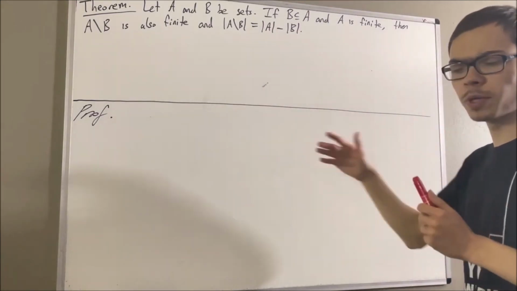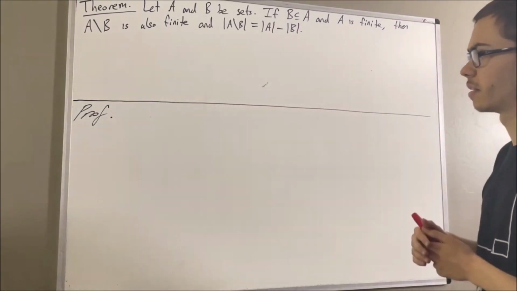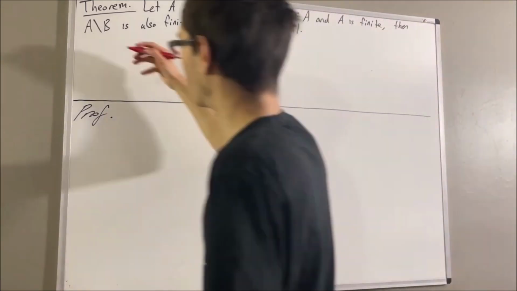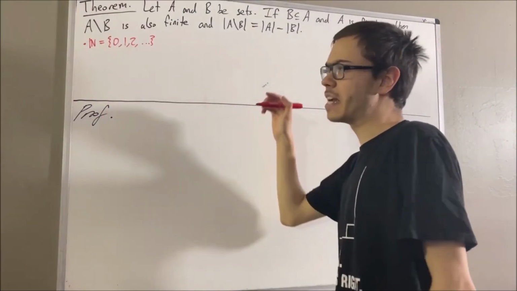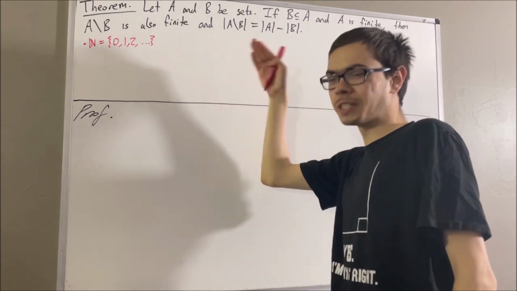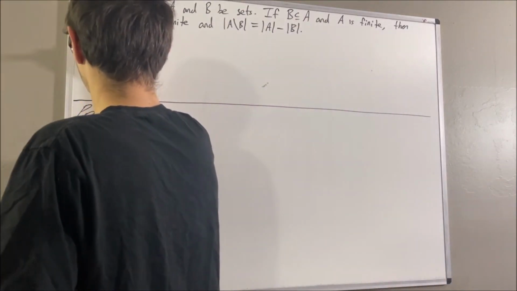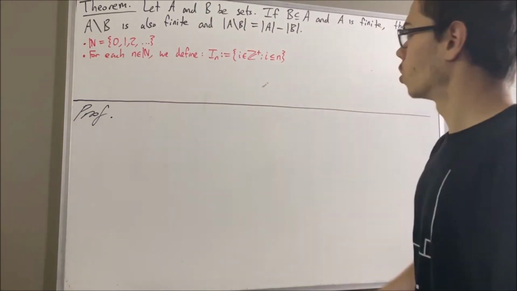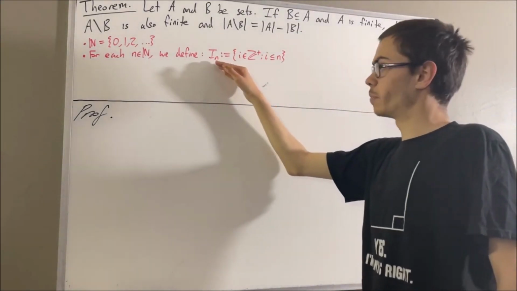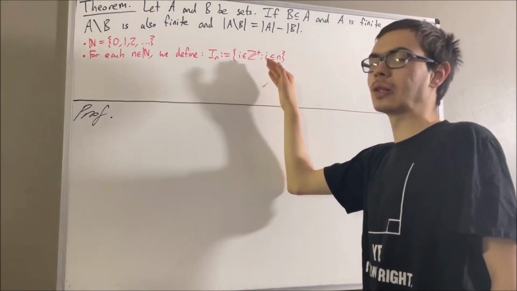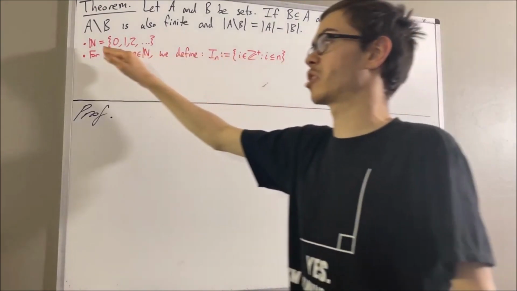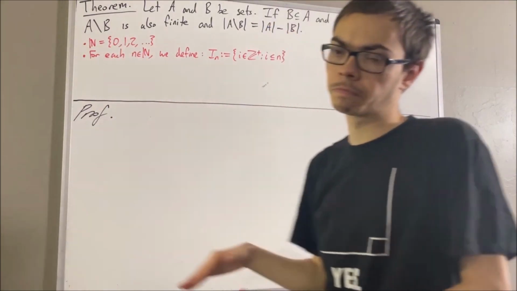Okay, now before we get into the proof, let's get some context. To start, we're going to say that the natural numbers includes 0. And for each natural number n, we define the following set. We define the set IN to be the set of all positive integers less than or equal to n, where the positive integers are just the natural numbers not including 0.